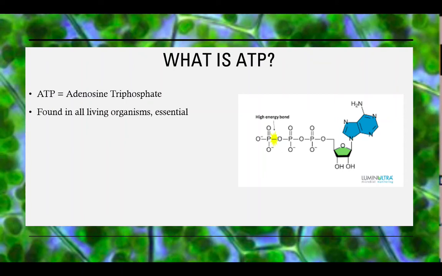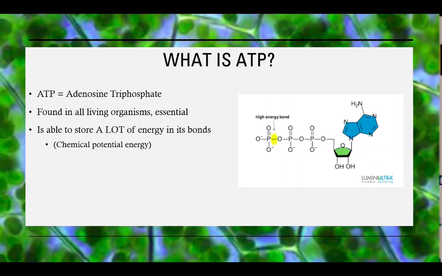And it's so essential because it's able to store a lot of energy in its bonds. So remember in the chemical reactions unit, we talked about molecules having chemical potential energy that they can store in their bonds, right? And different molecules have different chemical potential energy. Well, ATP is one of those molecules that has one of the highest chemical potential energies that it's able to store. Okay, so it can carry a lot of energy. So for this reason, it's extremely essential for life processes.